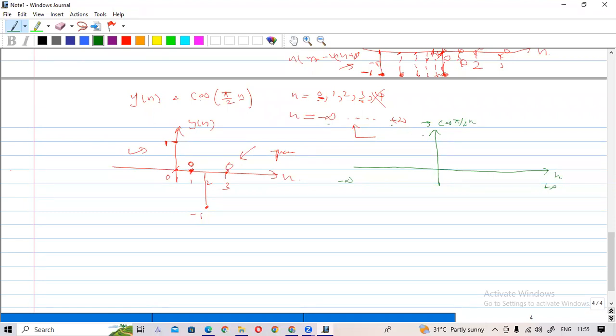Okay. So if you consider this n sample from minus infinity to plus infinity, the cos 5π/2 n will be a periodic signal.